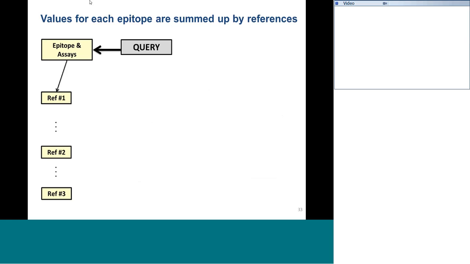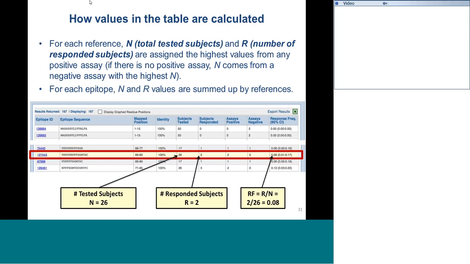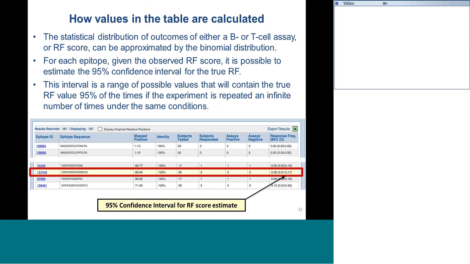I apologize. Those are the numbers you would see, and as I explained, they sum up for each epitope. So numbers like N and R are summed up by epitope. That means you won't find, if you click on the epitope to see exactly how those numbers were generated, that it's not so easily done. And again, in this table we provide the confidence interval for each epitope specifically.